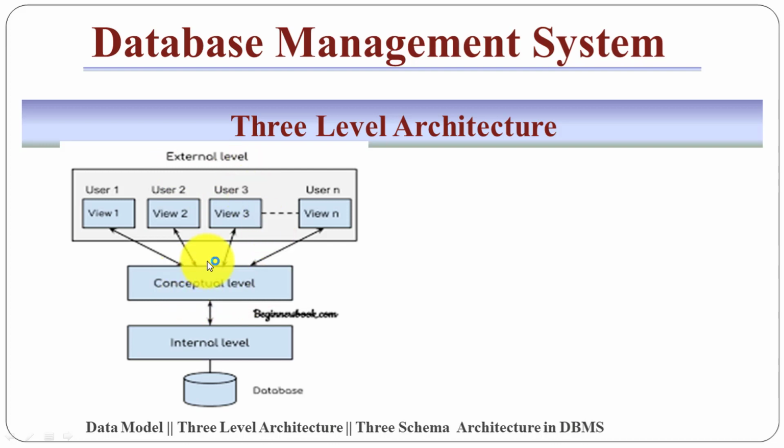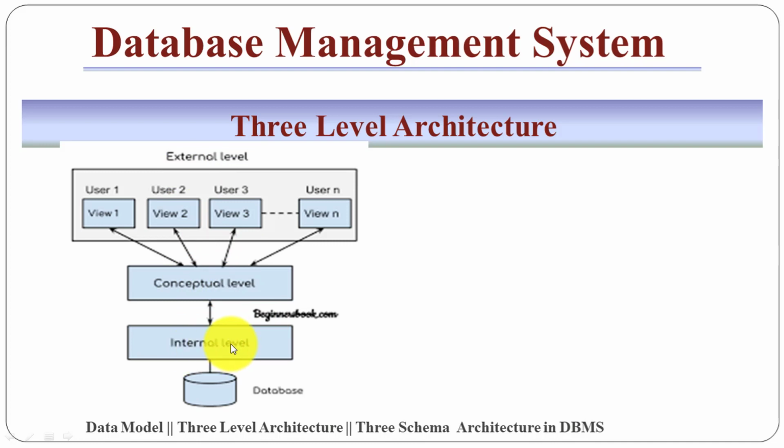Then the second level is the conceptual level. This level is also known as the logical level, and the third is the internal level. This is the physical level. Now these are the three levels. One by one we will see what is meant by the external level, the conceptual level and the internal level.